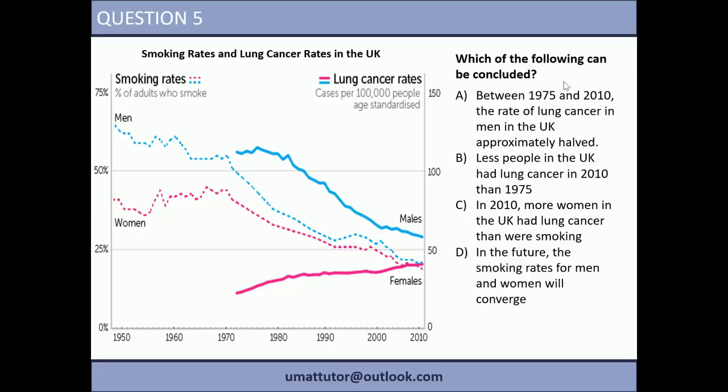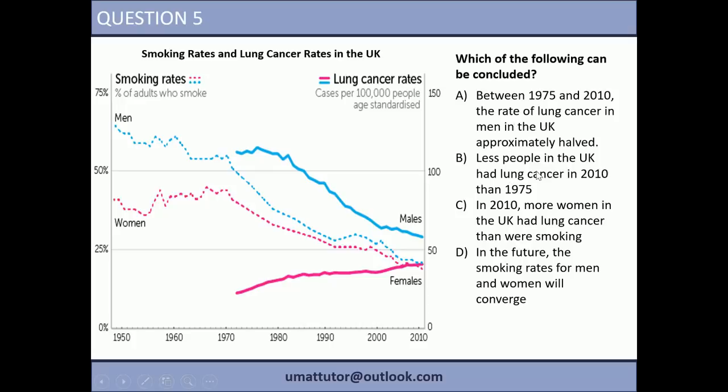You can see all the key things are in option A here. We've got rate, lung cancer, men, UK. It's all in keeping with the graph, and the wording of approximately is very good too because it's nice and general. It's not saying exactly, it's just saying approximately. So at this stage A is looking pretty good, but let's evaluate the other options.